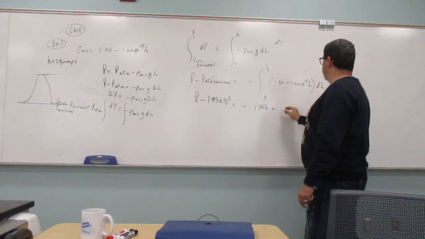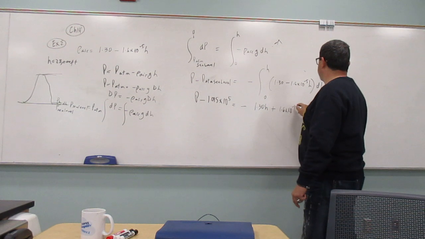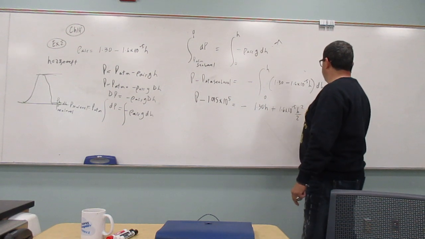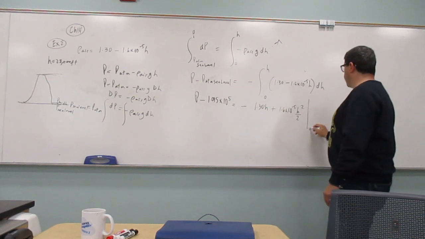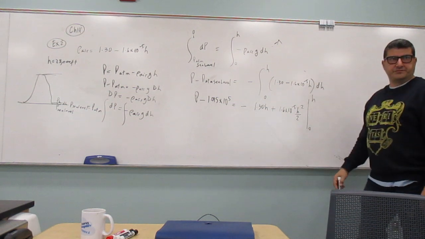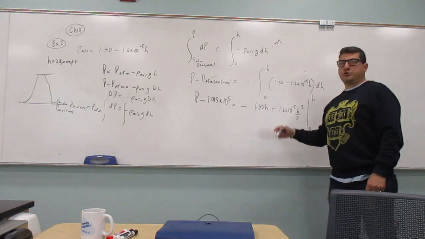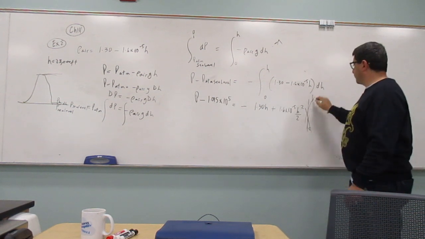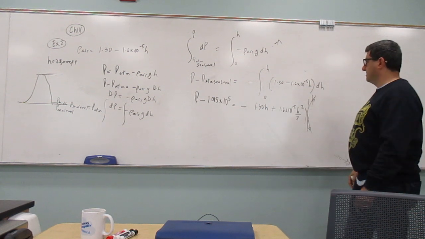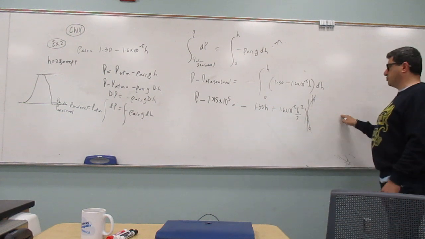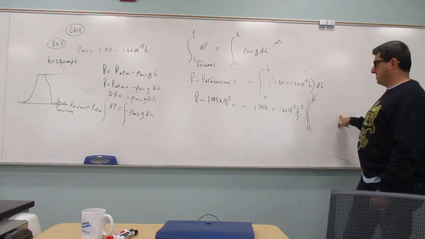Then the integral of this is what? 1.6 times 10 to the minus 5, H squared over 2. Then I evaluate that from 0 to H. Then when you put H, you just get H. When you put 0, you get 0. So it just basically eliminates and you just get that. So it's a definite integral. I don't need to add a constant here.